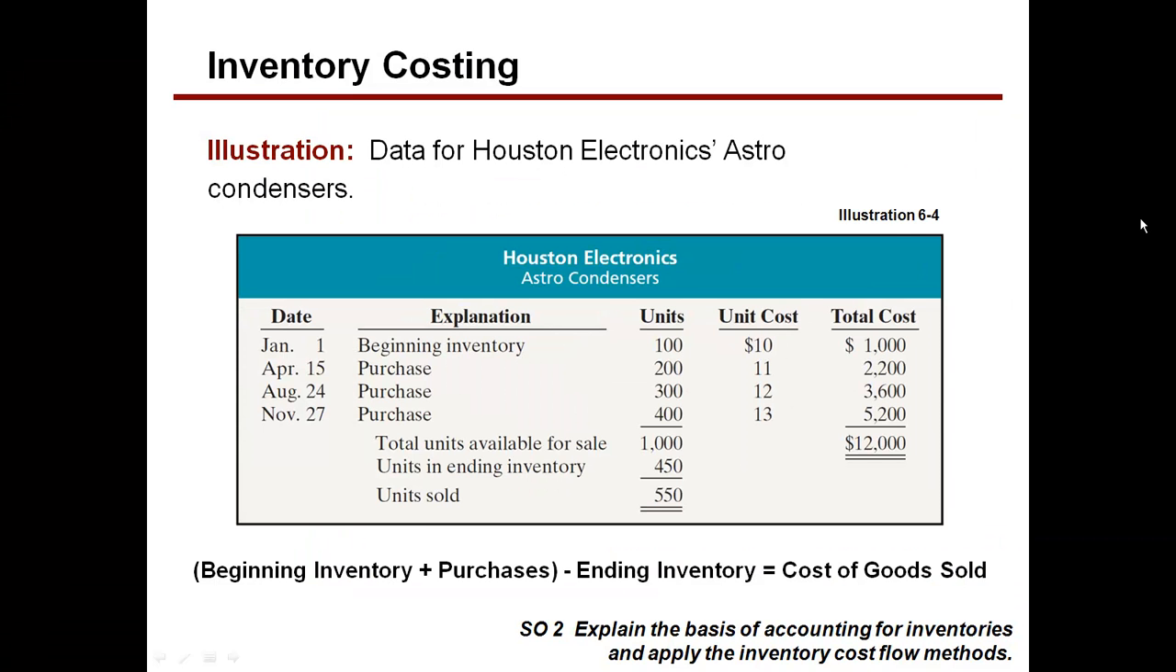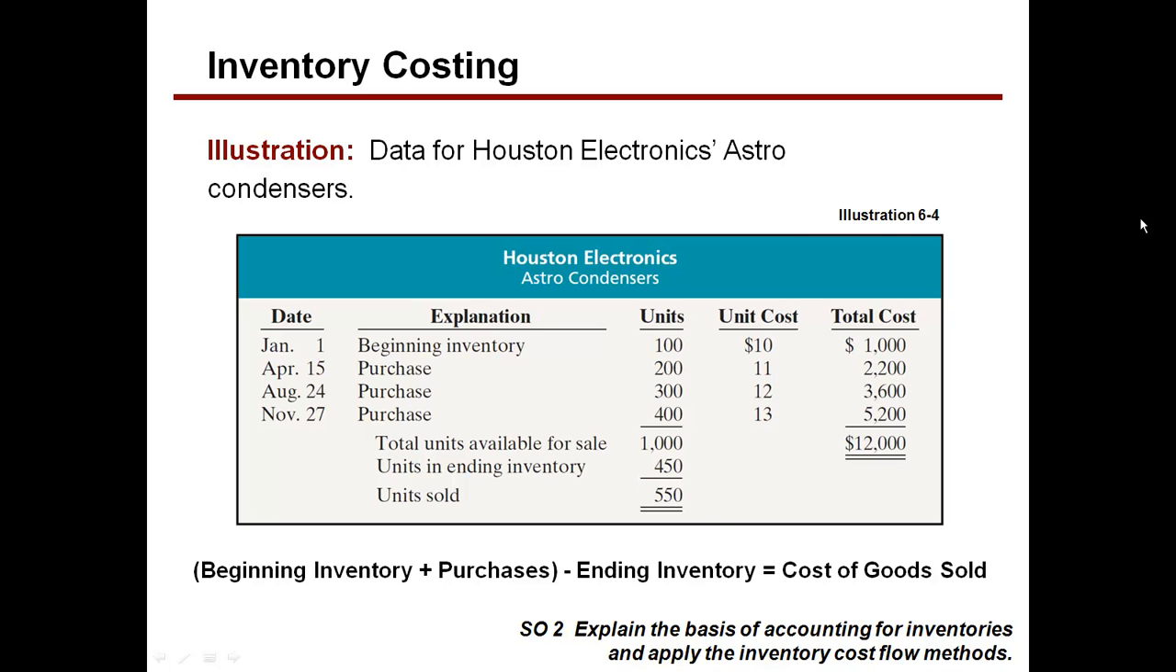Okay, now we're moving to an illustration that uses the cost flow assumptions, not the specific identification method. Here our data for Houston Electronics indicates that we've got total units available for sale of 1,000 units costing $12,000, comprised of a beginning inventory and 3 purchases. The assumption here is that we are selling 550 units, and so therefore there'll be 450 units left in inventory. The key solution is, what's the value of those 550 units sold? In other words, what will go into the income statement as a cost of goods sold, and what remains behind on the balance sheet in ending inventory.